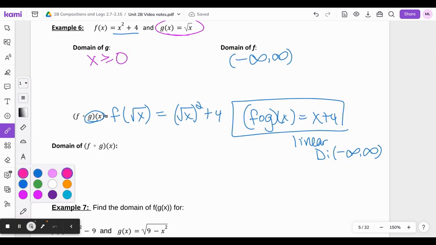So if we combine the input and the overall, then it is going to be simply when x is greater than or equal to 0. Because for g we can only have greater than or equal to 0, that means for the overall we can only have greater than or equal to 0.